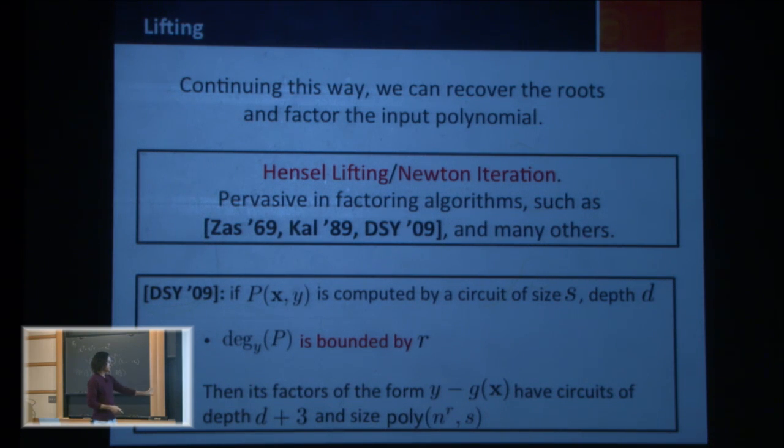So again, just restating Dvir-Shpilka-Yehudayoff, we'll use this as a black box, that we can get the roots with depth D plus 3 and the size.